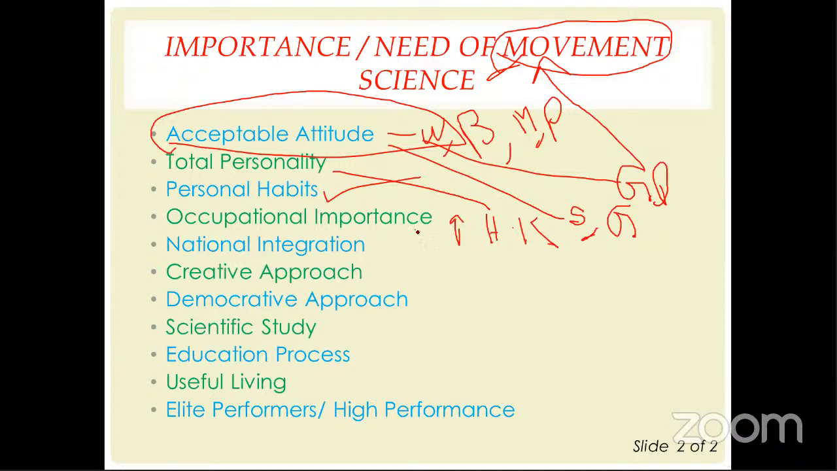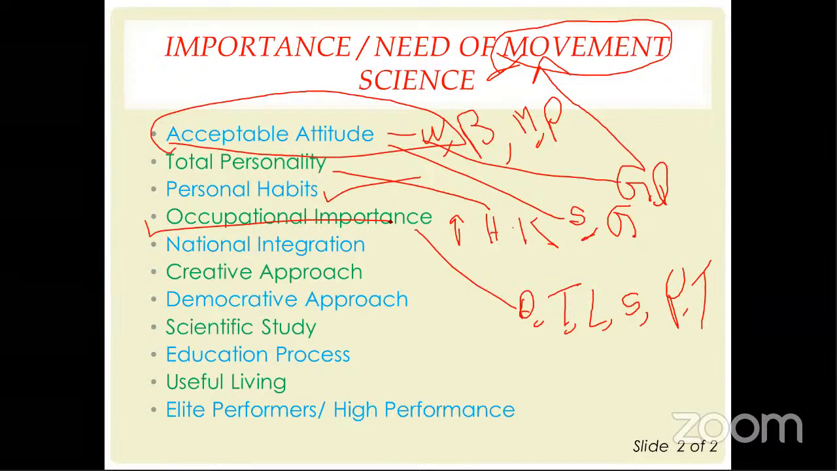Occupational importance. Movement science is adopted by doctors, and by teachers. There are a number of learners of movement sciences, and individuals who are specialized in movement sciences. They are personal therapists, personal trainers. So occupationally, it's highly valuable. National integration: when we talk about sports and games, fitness and exercises, and health, there are a number of programs and exchange integrated activities. So no doubt that it increases national integration.